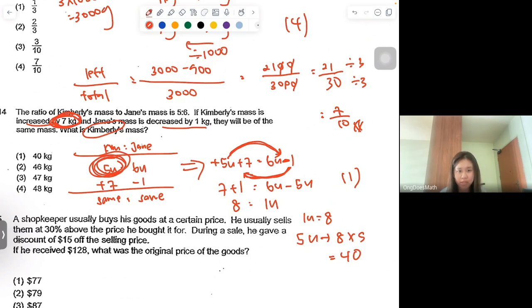But this was a hypothetical scenario. It says if Kimberly's mass is increased by 7 kg. But Kimberly didn't increase by 7 kg. Her mass is actually just 5 units, which is equivalent to 40 kg. And hence answer is option 1.